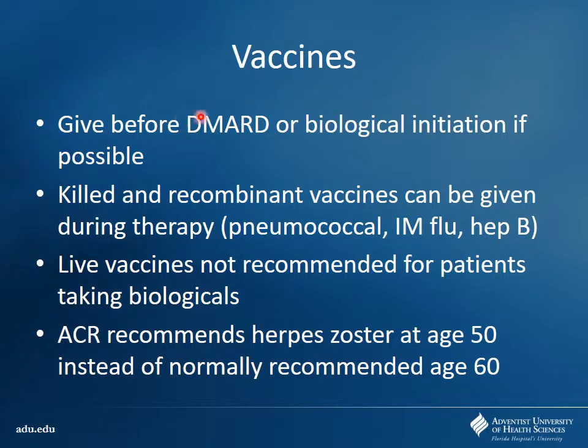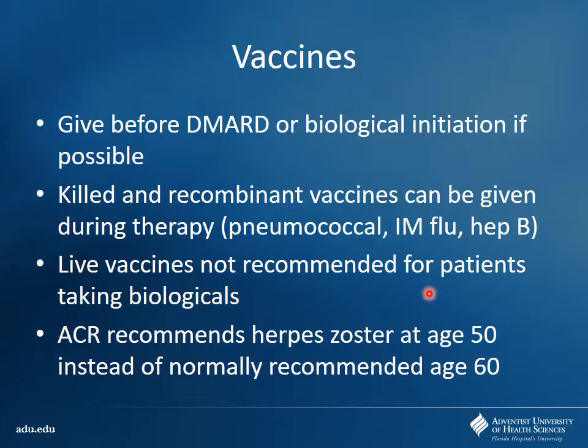All right. So again, basically try to give it before initiation of the biologic DMARDs whenever possible. Because again, if you're tamping down the immune system, how do we get immunity against these vaccines? By having an active immune system. So if I'm knocking that down, I'm less likely to get a good durable response to that. So again, you're going to find the efficacy of the vaccines diminished because I'm inhibiting my immune system, right? Make sense? So killed or recombinant vaccines can be given during therapy. So that's like the pneumococcal, the IM flu, Hep B, those are all fine. However, live vaccines are not going to be recommended, as I said here.